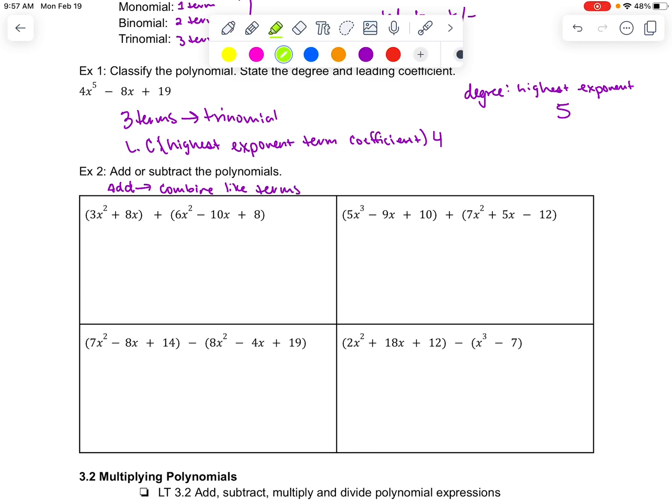So looking at this first one, x squareds would go together, the x's would go together, and then by default, the 8 is by itself. So we have 3 plus 6 to get us 9x squared. So notice when we add polynomials, we do not change the exponent.